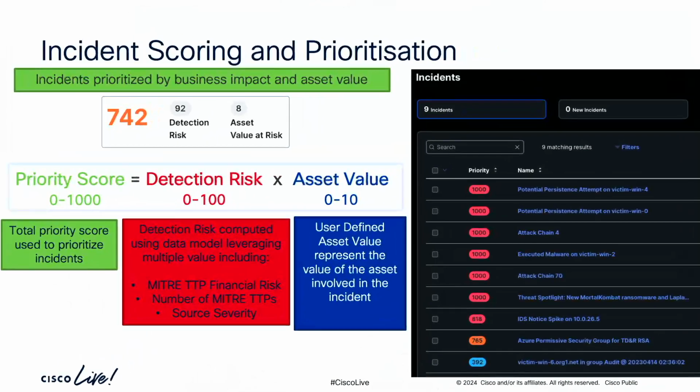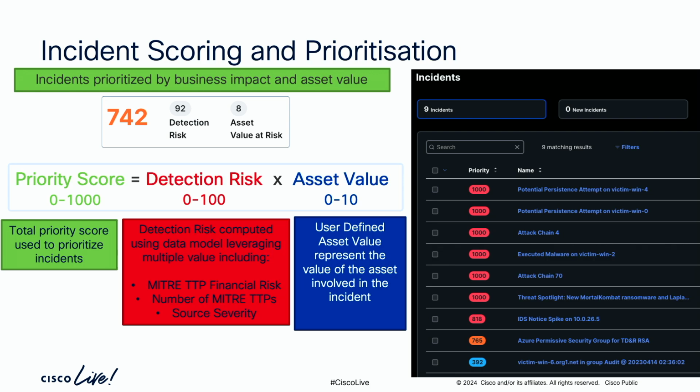The more MITRE tactics and techniques that are involved really means the further along the attack life cycle this particular threat, or this incident, is, and the more likely that it is actually high severity. And then the final one is source severity. Sources are the downstream sources that have past verdicts, and they often have a severity associated with them. That severity can further pass through into the prioritization score.